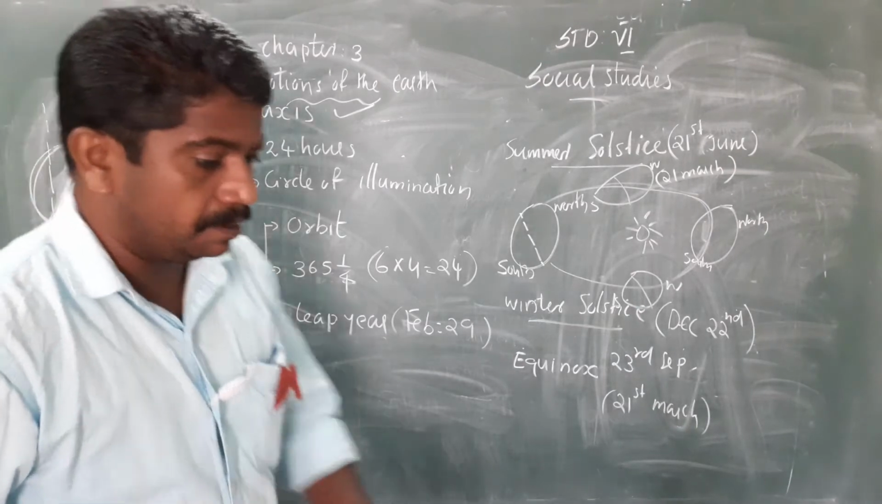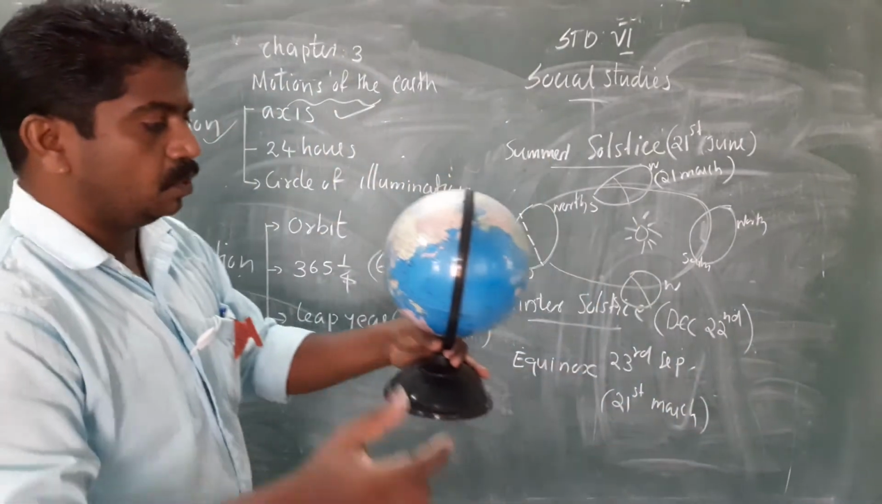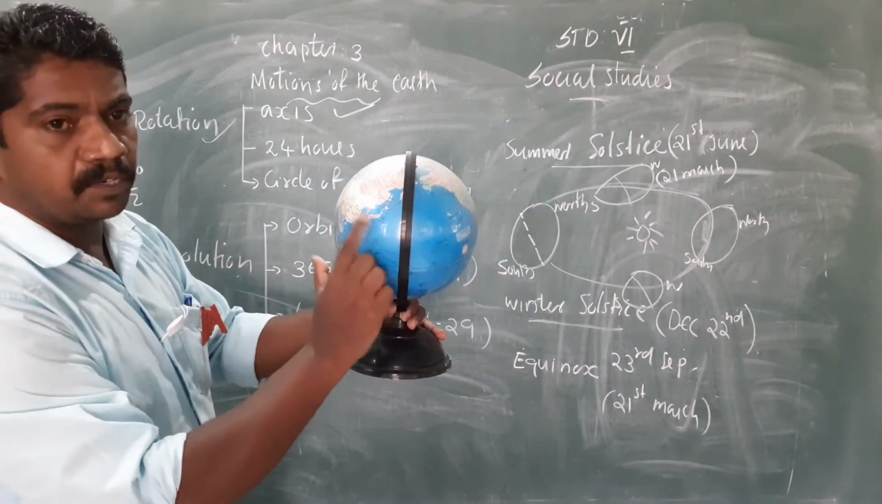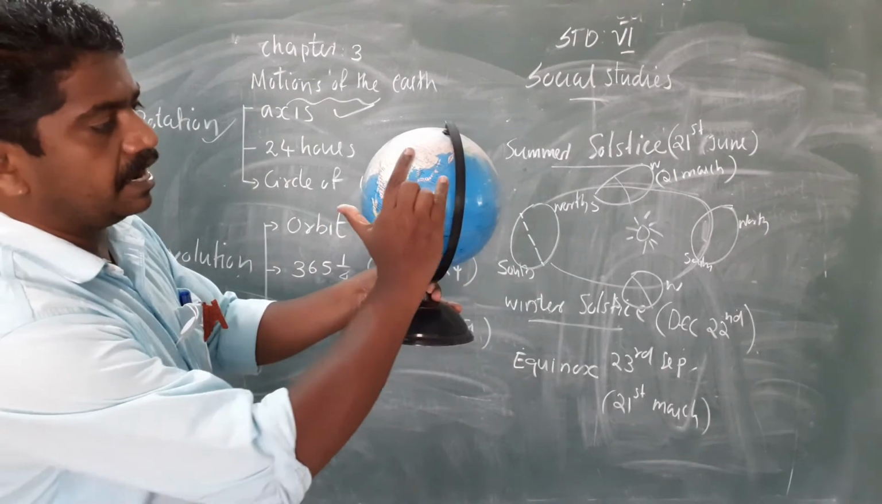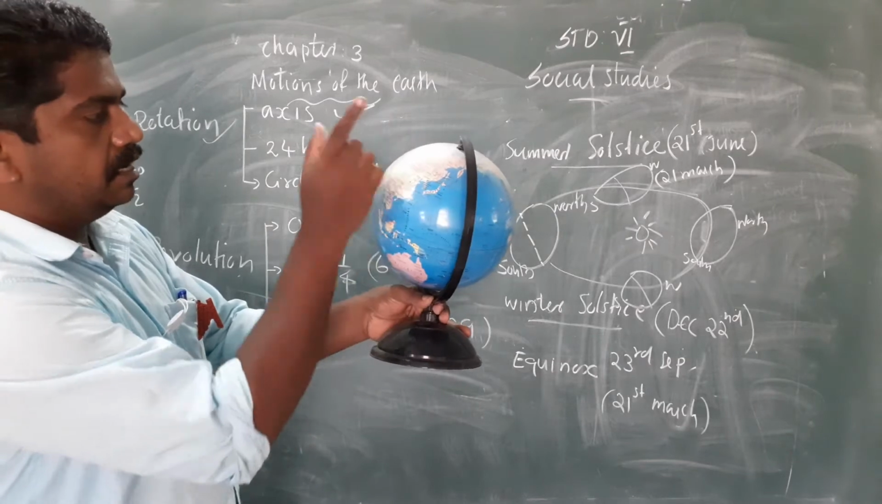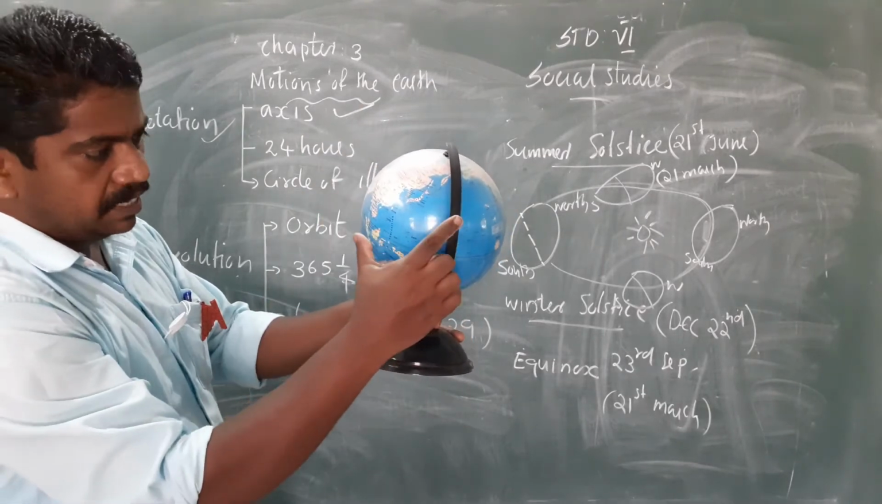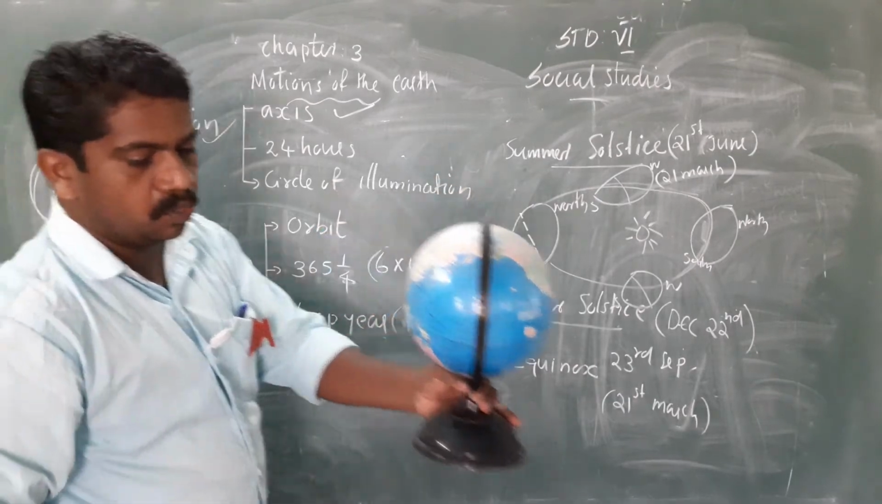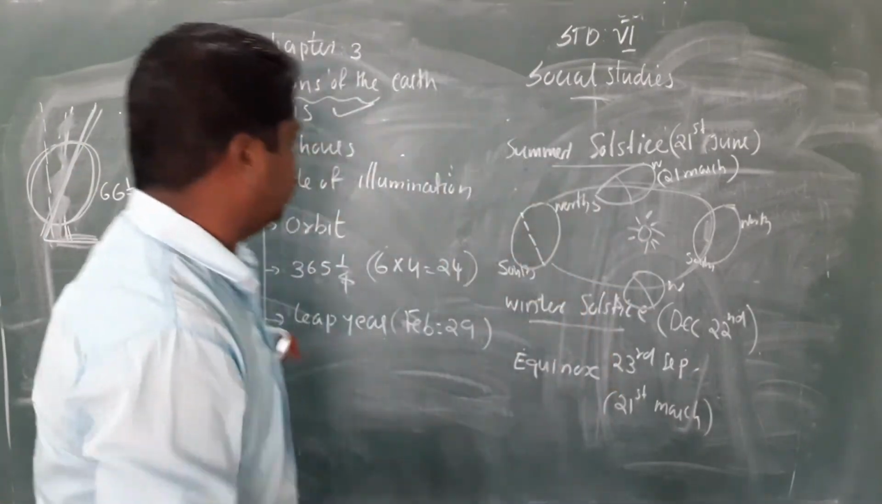During this time, the sunlight falls only on one part of Earth. When it is day here, it is night here. So the place where there is day or where there is light, that part is called circle of illumination.